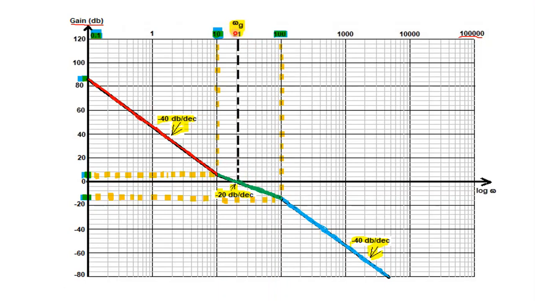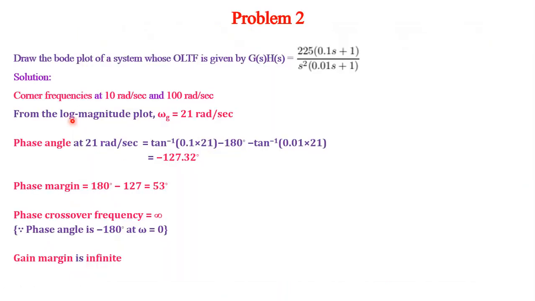At the gain crossover frequency, I have to find out the phase angle. So either I can draw the Bode phase plot, or simply I can find out the phase angle. Because the phase angle plot is an inverse tangent function, no need to draw the plot, we can straight away find out. So phase angle expression: what is 1 plus 0.1 s? The phase angle is tan inverse of 0.1 omega. So tan inverse of 0.1 into 21, omega is 21. What is s squared? j omega squared. Well, j omega squared means angle is 90 plus 90, 180.